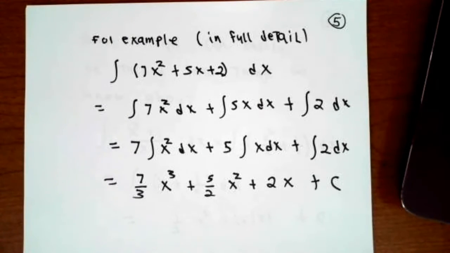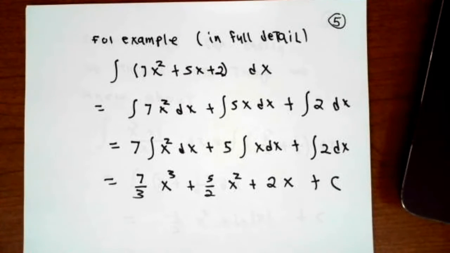Putting in the full details, I want to find an antiderivative for 7x squared plus 5x plus 2. This is the same as finding an antiderivative of 7x squared, one for 5x and one for 2, and adding them together. Of course, the 7 and the 5 are constant factors, so I can pull them out of their respective integrals. I'll just leave the 2 where it is because it's not of great concern to me.